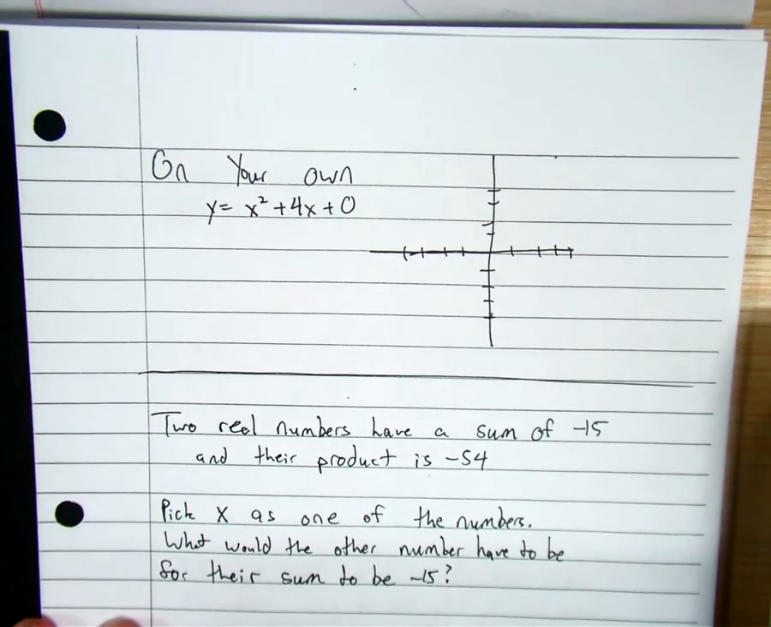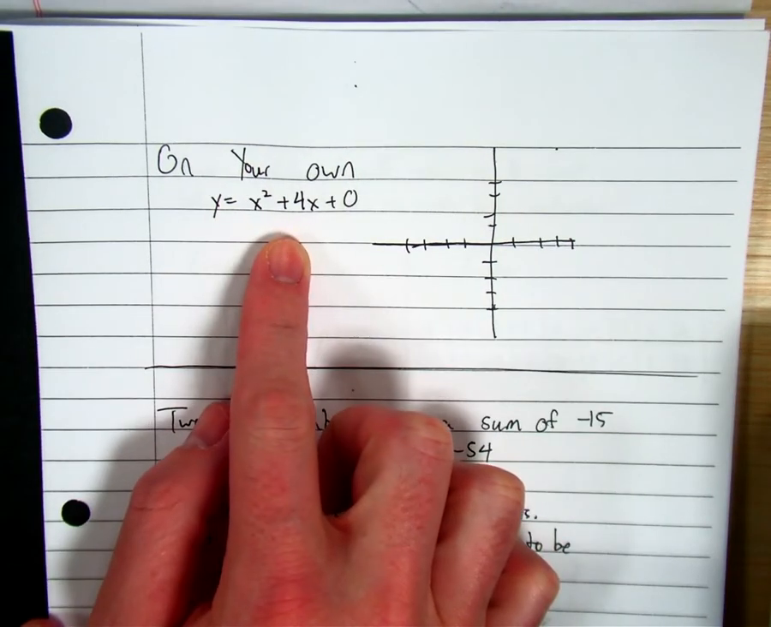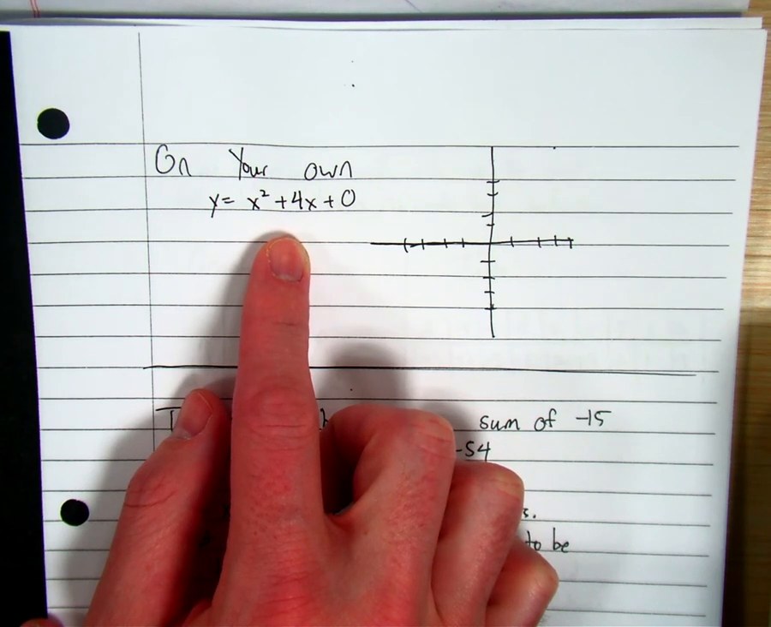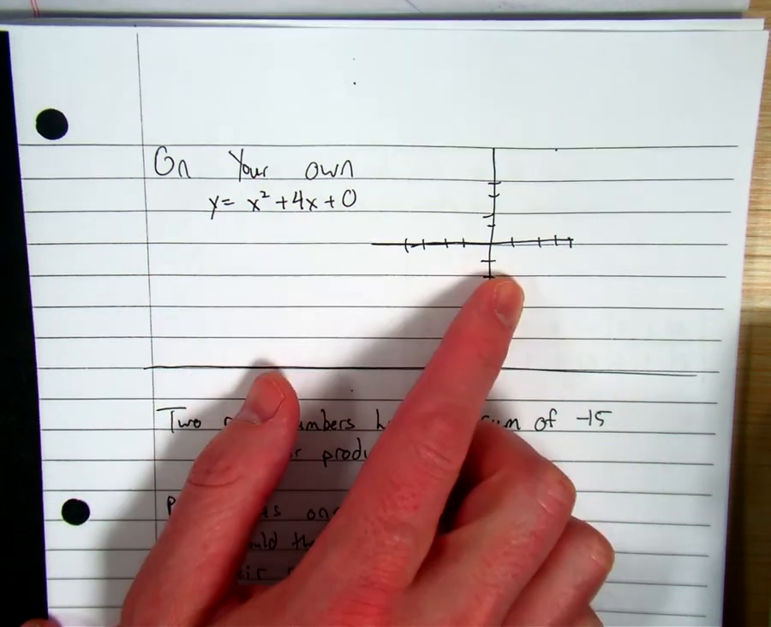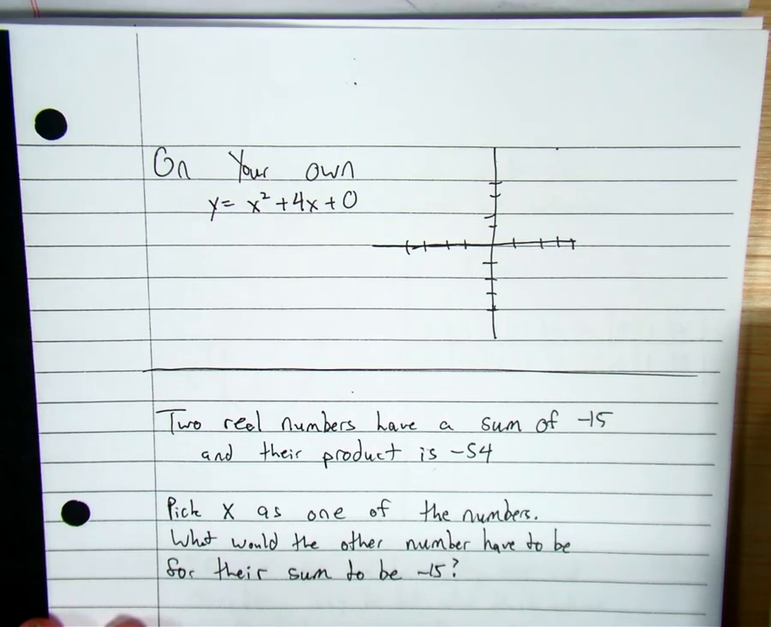All right. So I want you to try this on your own. X squared plus 4x plus 0. Go ahead and push pause and try to do that on your own. Try to find the answers, the roots, the zeros, and give me a quick little sketch over here. All right, ready, set, go.